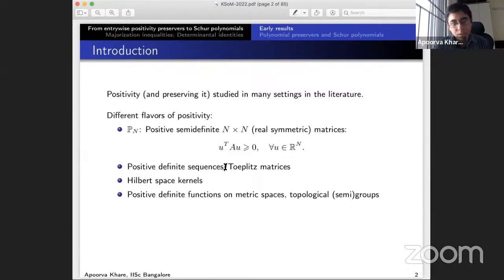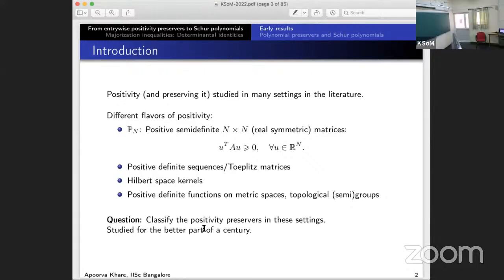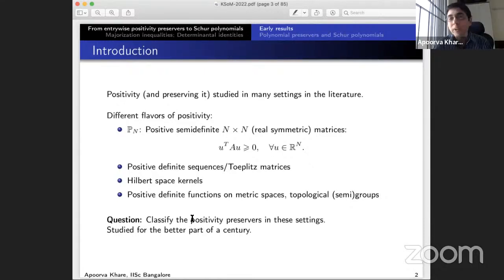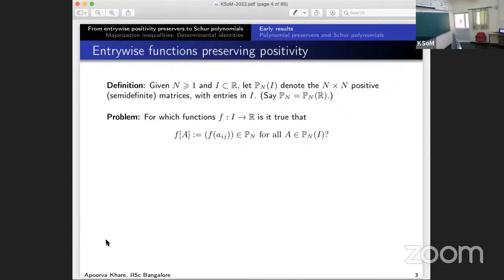Then there are positive definite sequences or Toeplitz matrices. These come from measures on the circle in analysis. Hilbert space functions, positive definite functions on metric spaces and topological groups, which is of course famously Bochner and Weil and other people. And one question that has been studied for quite a long time is to understand the operations that preserve positivity. As I said, I will prominently focus on just the matrix part of it. So let me set some notation.